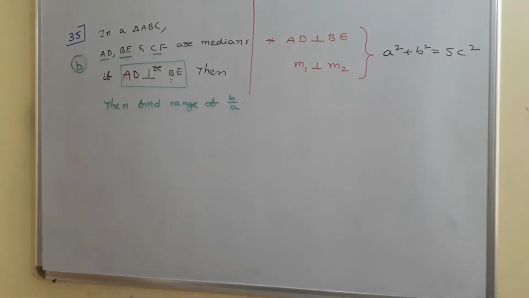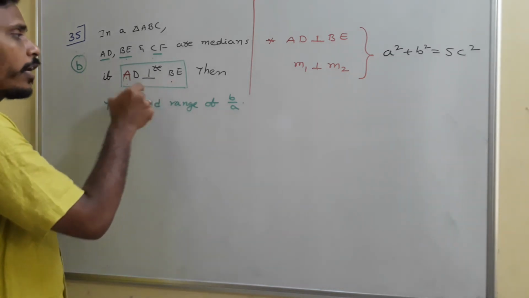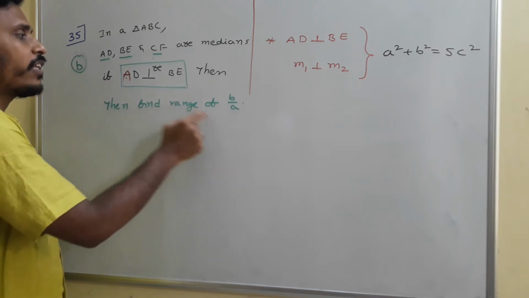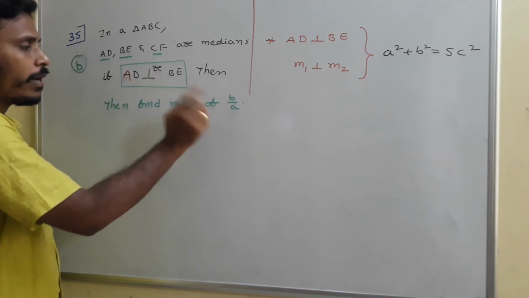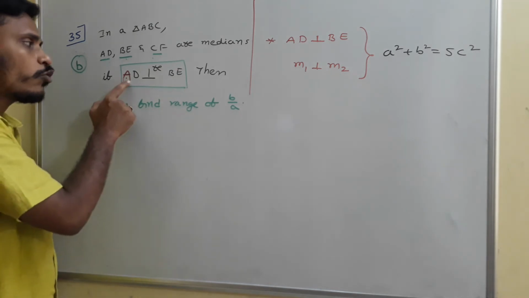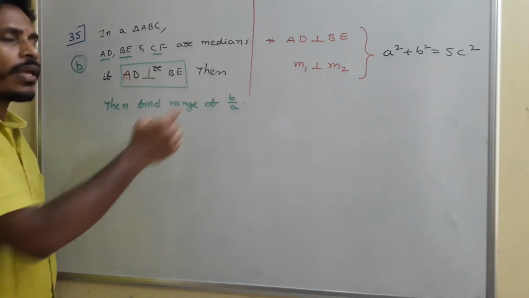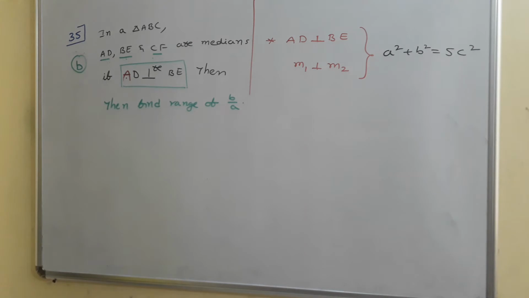Okay, look at the problem. In a triangle ABC, AD, BE and CF are medians, and if AD is perpendicular to BE, then find the range of b by a. Since they are asking b by a, if they mention BE and CF, then they ask you c by b. Okay, just think about the problem.